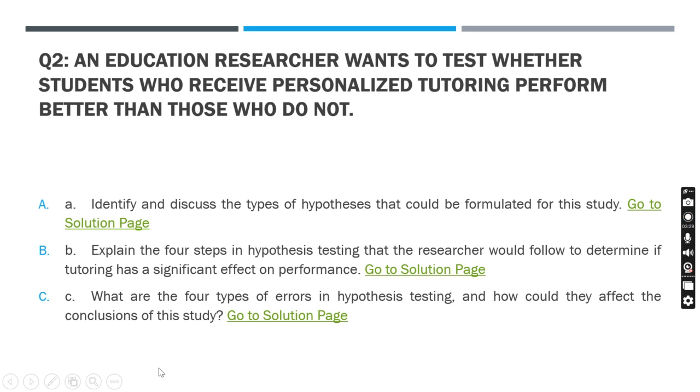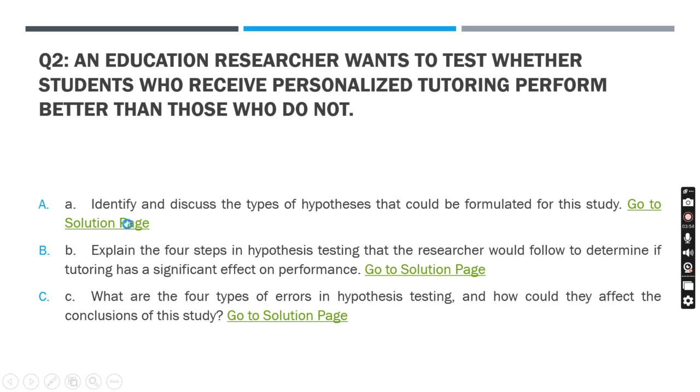If we go to the second question, it says an education researcher wants to test whether students who receive personalized tutoring perform better than those who do not. Here it says identify and discuss the type of hypothesis that could be formulated for this study, the 4 steps in hypothesis testing, and the 4 types of errors.